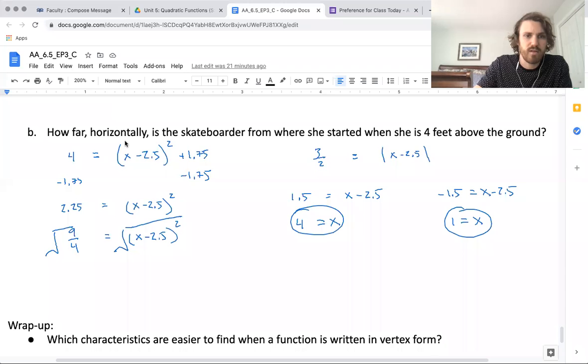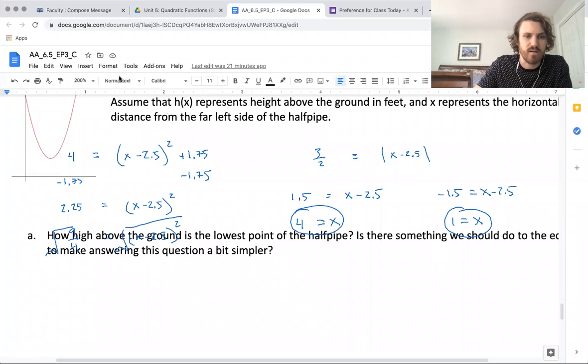And if we scroll up here, we should see that there are 2 places, right, where she's going to be 4 feet above the ground. There's going to be one right there at x equals 1 and one right there at x equals 4.